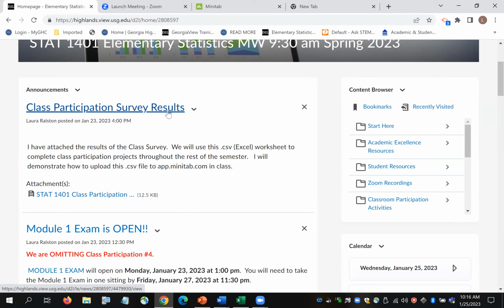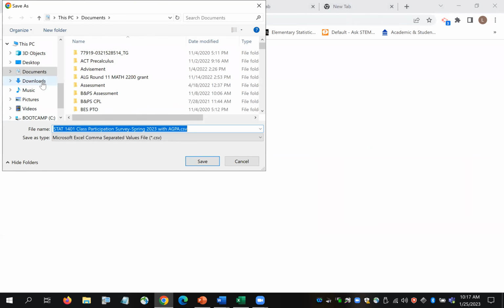So the first thing I need to do, I don't want to have to retype all of it, but I can copy and paste it into Minitab. Now, the downside is if I don't save it, I have to copy and paste every time. Okay, so I'm going to go to the announcement that says class participation survey results, and I'm going to download the attachment. So I'm going to double click on the attachment, and then I'm going to save it.